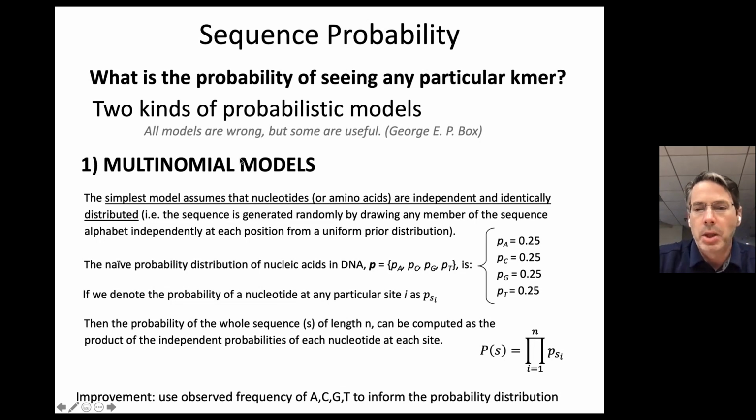One is called the multinomial model. These are the simplest set of models where the fundamental assumption is what I have underlined there. It's just that the nucleotides, these same kind of models can be used for amino acid sequence, but since we're just talking about DNA, I'll just stick to DNA sequence. These multinomial models just assume that every position is independent of all the other positions.